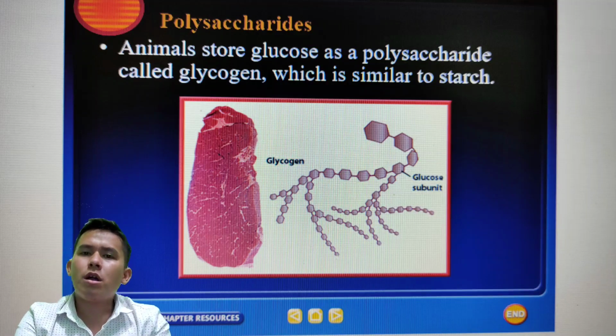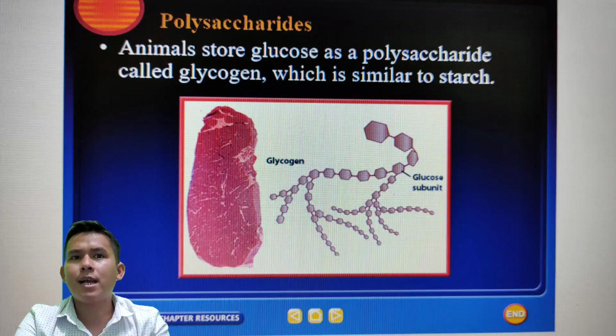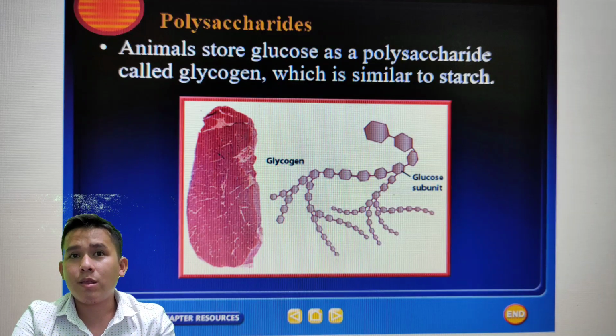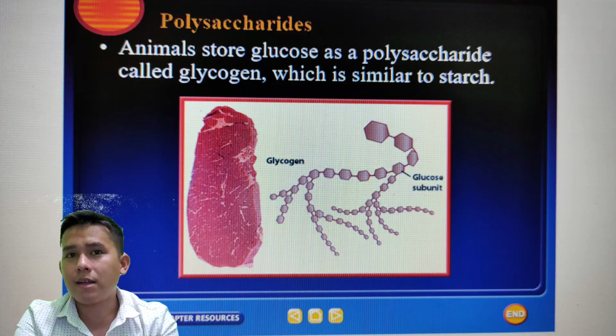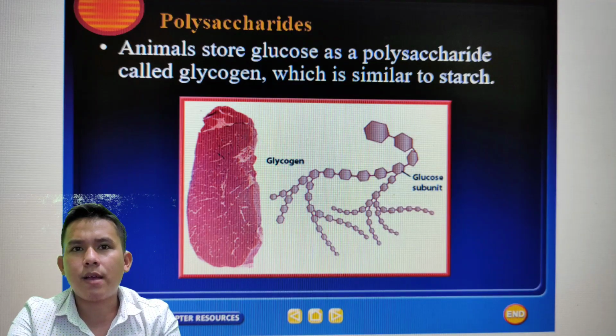Animals store glucose as a polysaccharide called glycogen, which is similar to starch. Okay, we have here a glycogen.